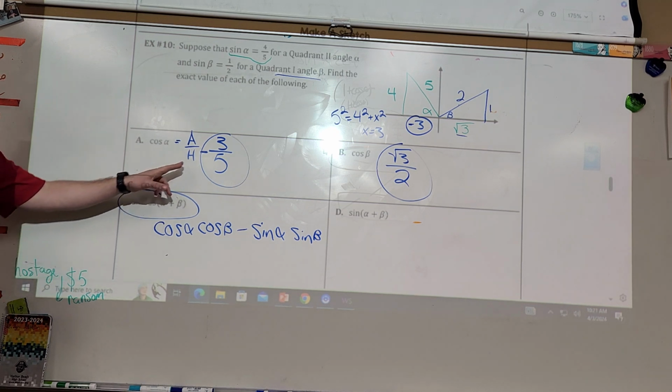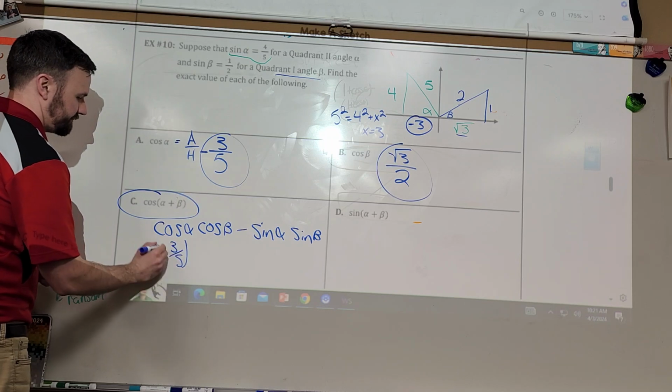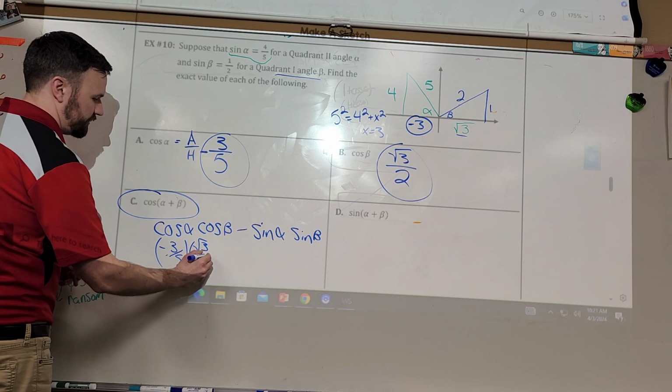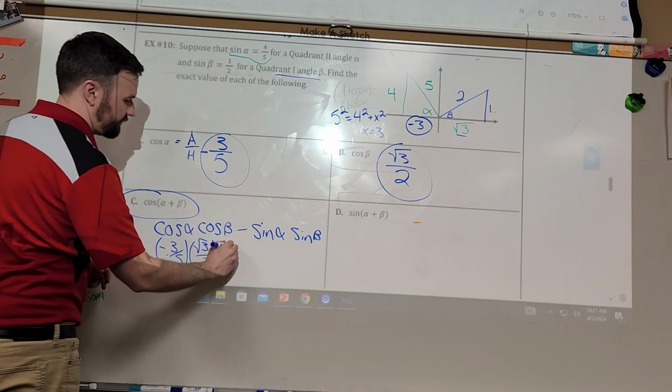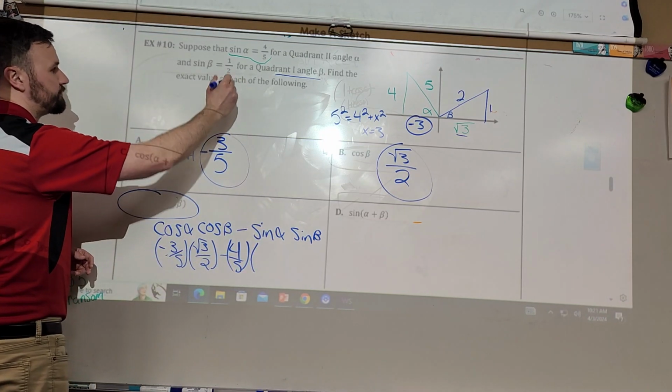What is cosine of alpha? -3/5. What's cosine of beta? Root 3 over 2. Sine of alpha was 4/5. And sine of beta was 1/2.